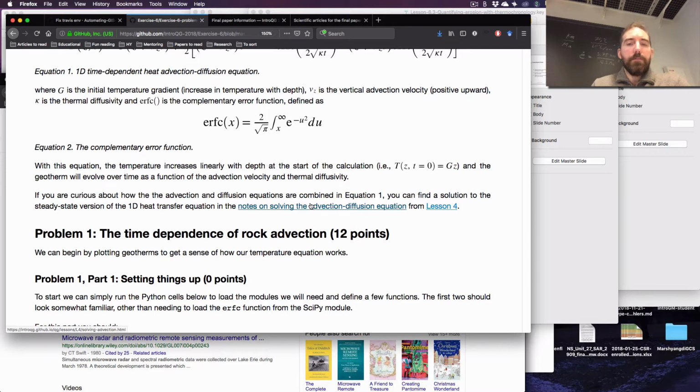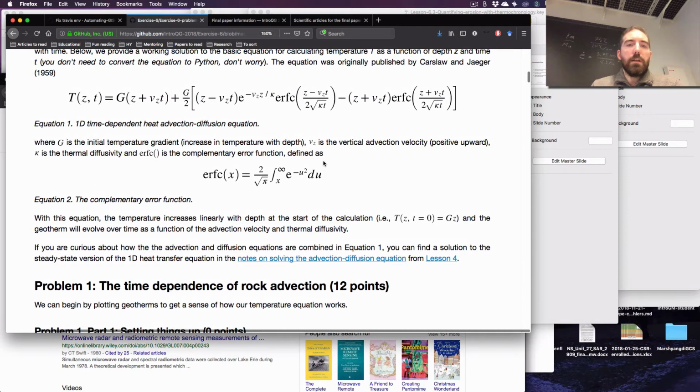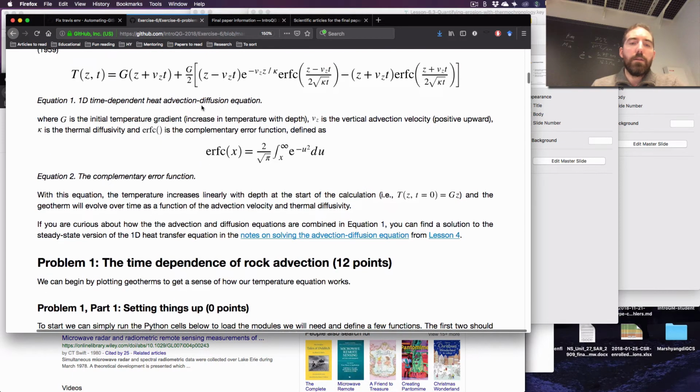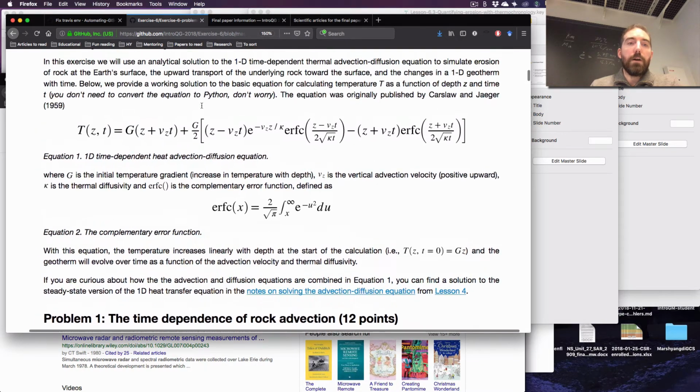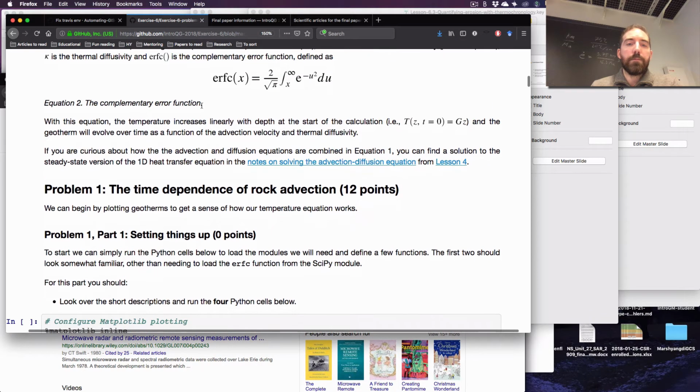If you're interested, we didn't go through the notes in detail, but there's something about solving the advection diffusion equation. This is essentially what the 1D heat transfer equation is when you have advection and heat conduction. So if you go to lesson 4, you can find the notes on solving that equation there if you want to know a little bit about how things work out to looking something like this. I don't deal with this particular version of the equation, but you can find something about that in the earlier lesson notes.